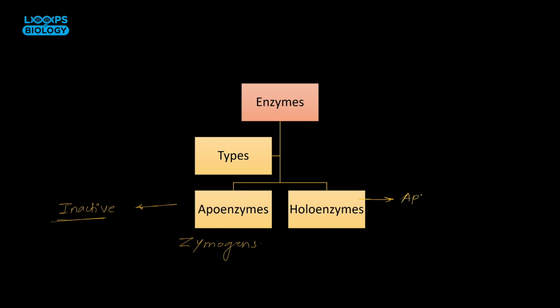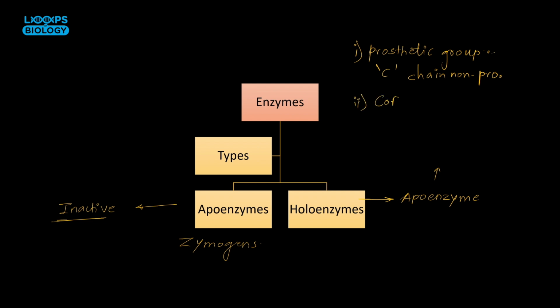So whenever the apoenzyme is added with first, a prosthetic group, a carbon chain which is non-proteinaceous in nature, which is called a prosthetic group. Next case is cofactor and metallic ion, mostly bivalent cations are used.